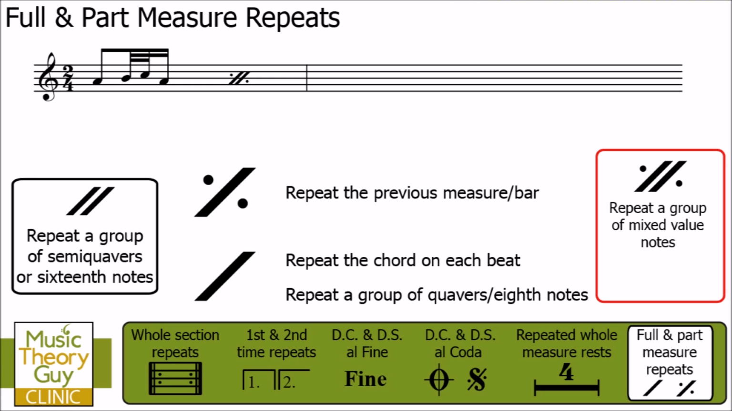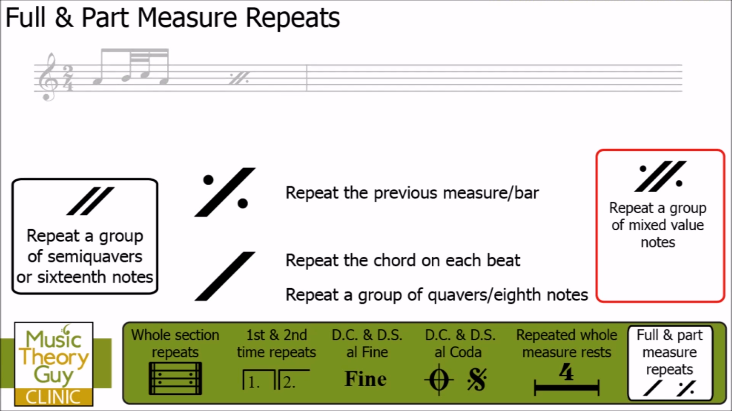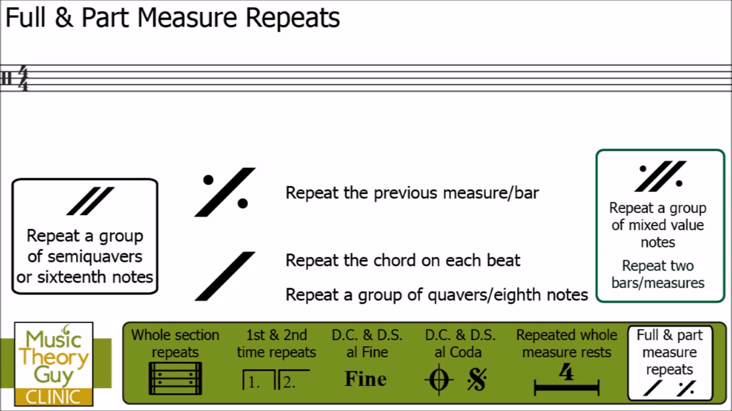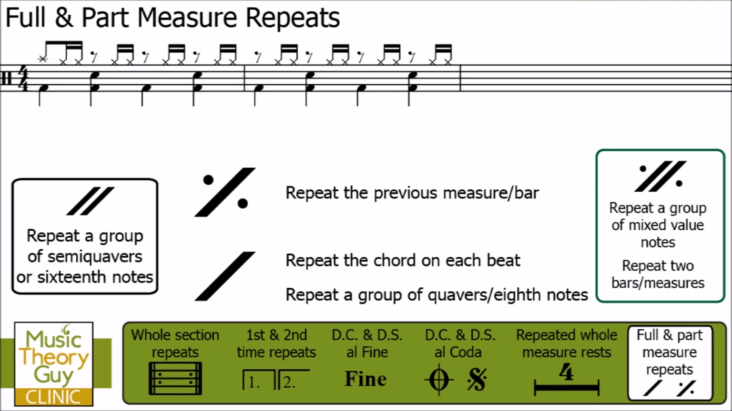Now this symbol also has a second function. It can also mean repeat 2 bars or measures. Now it's most likely you're going to come across this in drum music or percussion music. It's not limited to those instruments, and you can come across it in any instrumental music, but it's most likely in percussion or drumming. So here's bar or measure 1. Here's bar or measure 2, and those 2 bars or measures consist of a very simple drum groove.